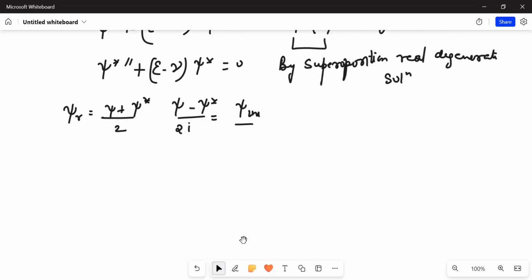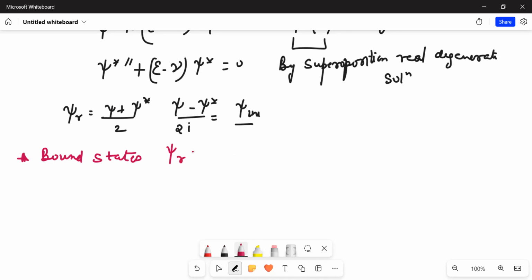In particular, if we are dealing with bound states, then one must understand that these two real solutions cannot be different. They have to be equal up to some constant. Let's say psi i equals some constant times psi r. This is the only way, because for a bound state psi i would be some constant times psi r.